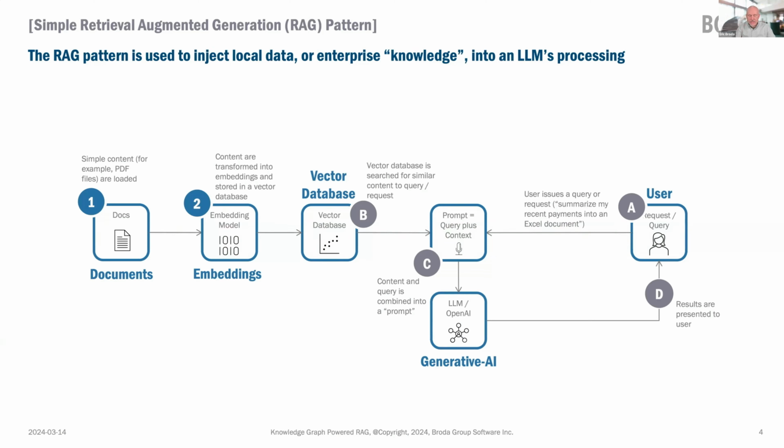However, it's insufficient. What typically happens is that as you add more content and put it all into this single vector database, the similarity search becomes less and less effective. There's either too much noise, or the content is too similar to other things in there. The results degrade as you issue queries to the large language model.